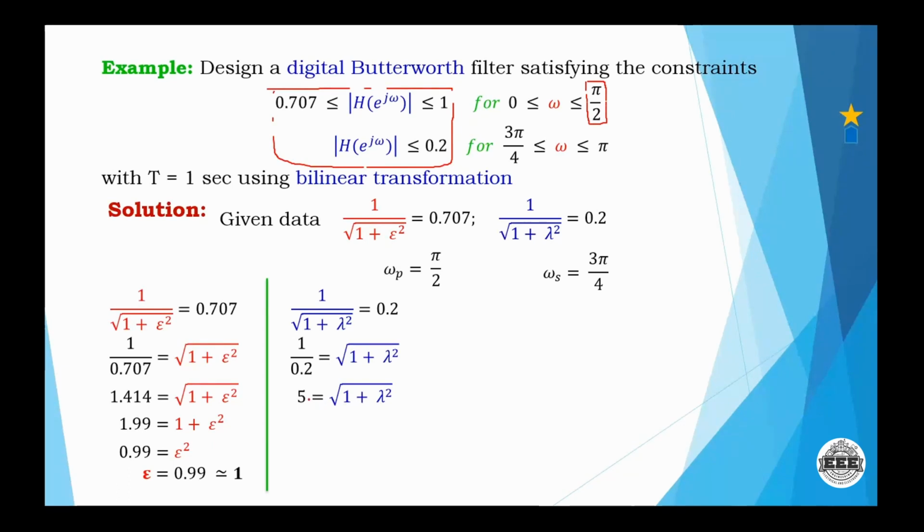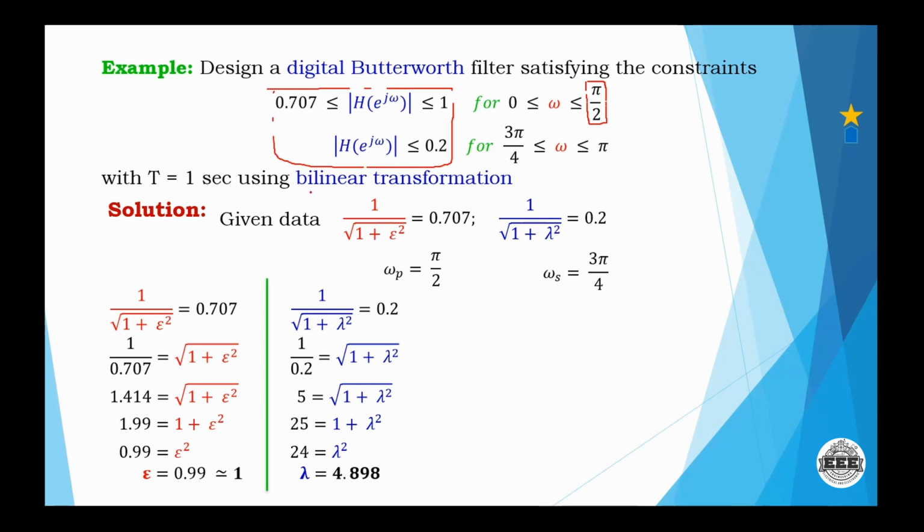Now I am going to square on both sides. So I am getting 25 equal to 1 plus lambda square. This root gets cancelled. Then this one is going to move to the left hand side. I am getting 24 equal to lambda square. Now I am going to take the square root on both sides. So I'm getting lambda equal to 4.898. Okay. So from the given data, we have determined the epsilon value and lambda value. So this is our initial step.